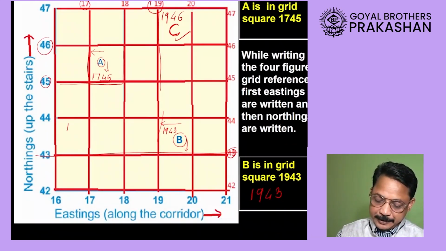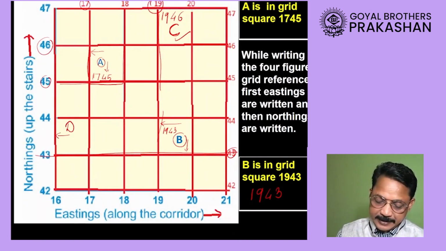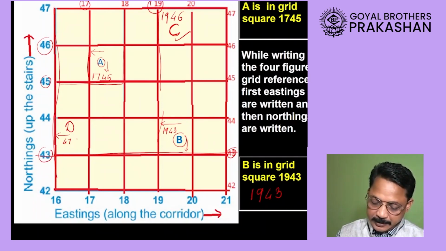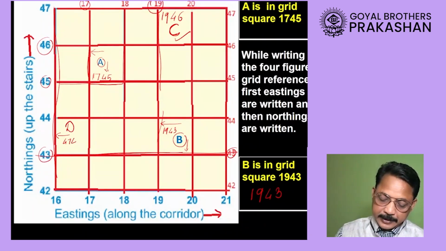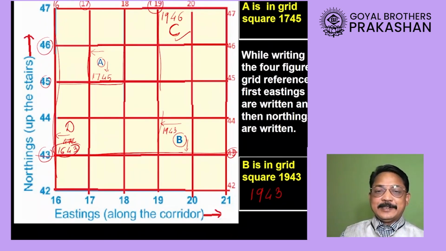If I write here D, D is present on my left side here. The number is 47. Below this D, which number of the northing is present here? This D here is 17, so this number will be 16. So D is present in 1616, and the number which is immediately below is 43. So this D is present in grid square 1643.